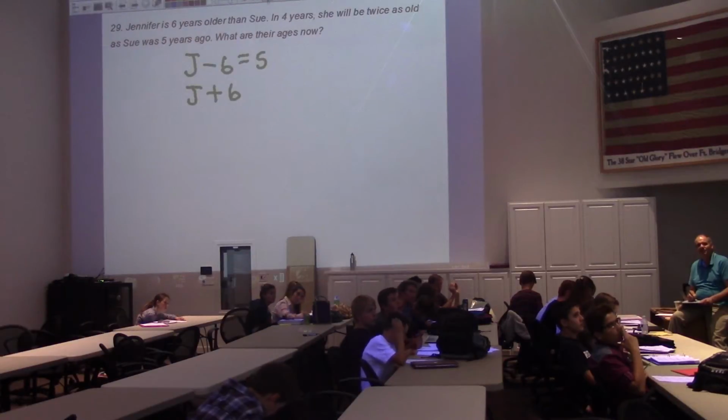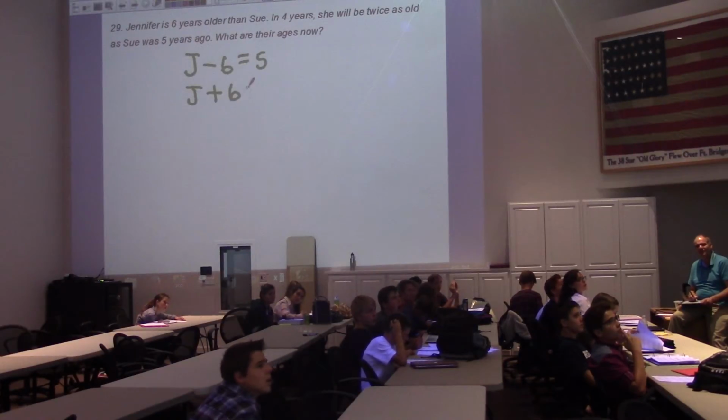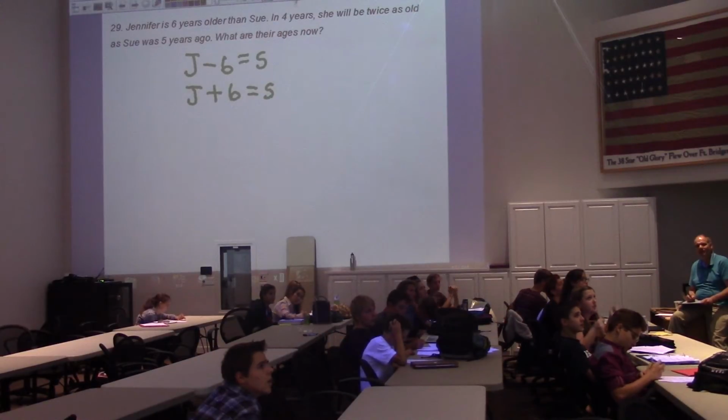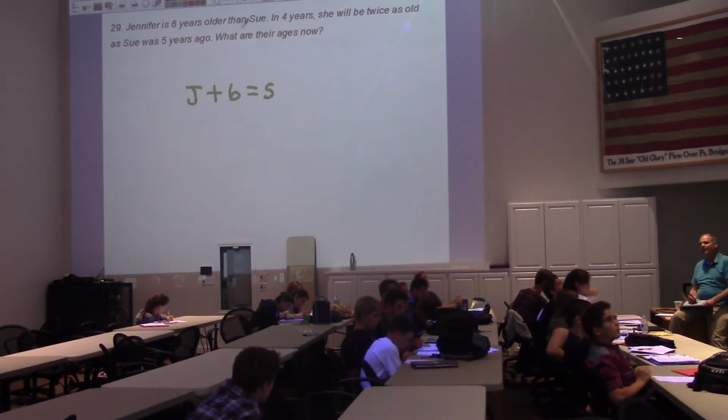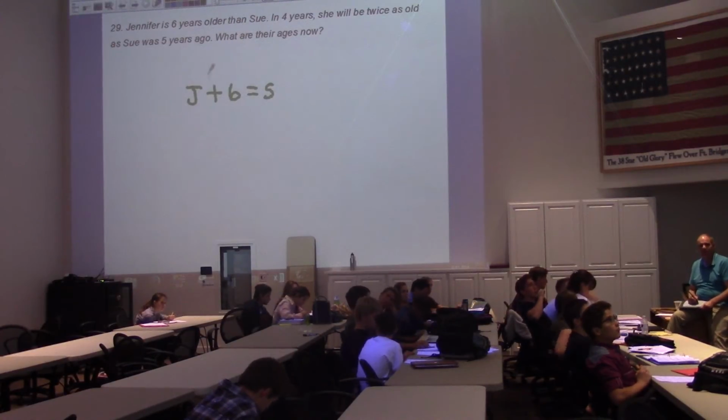Yeah, it has to be this one, Joe, because older than means plus. It has to be this one, because older than can't be minus. Does that make sense to you? That wouldn't quite work. Okay, that makes sense. Older than means you're older than somebody, so it has to be plus.